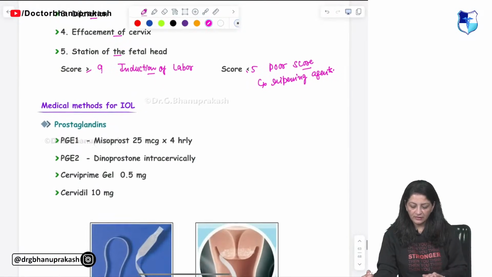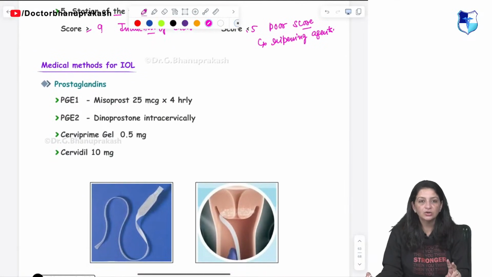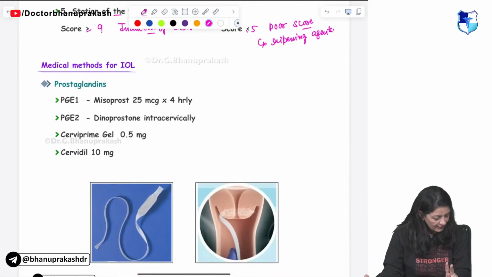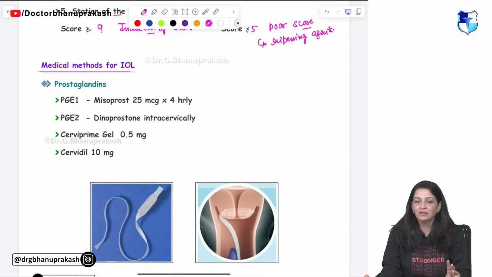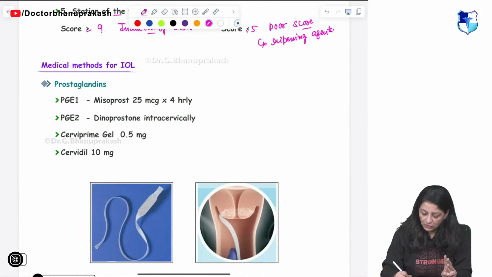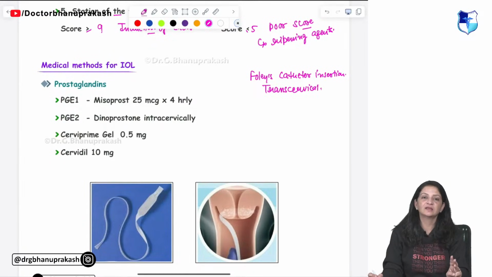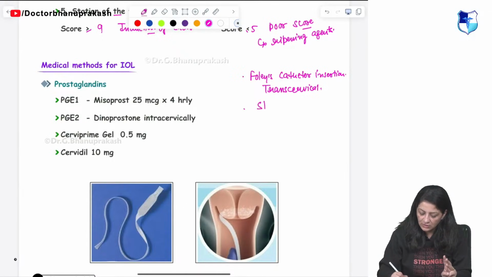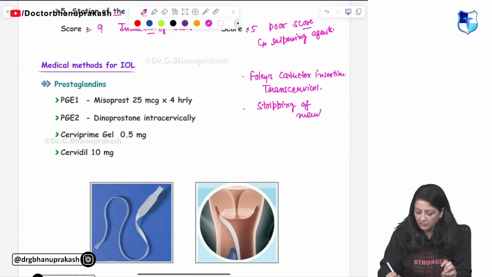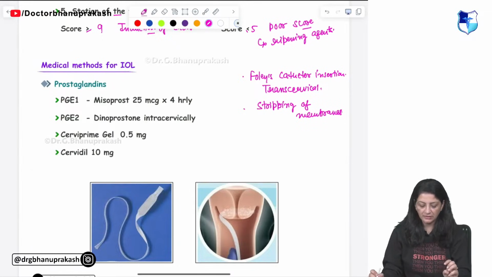So what are the cervical ripening agents? There are 2 methods. First one, mechanical method. Second one, medical. In the mechanical method, we can do transcervical Foley's catheter insertion, or we can do stripping of membranes. So these are the mechanical methods.